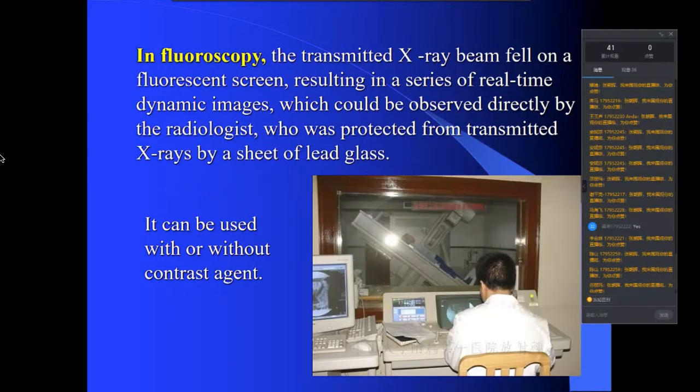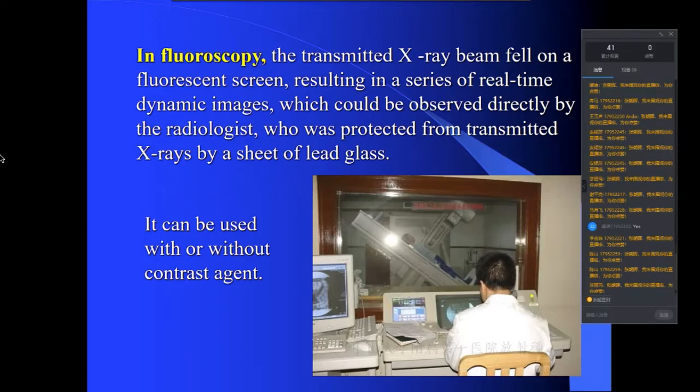Now let's talk about the fluoroscopy technique. In this technique, the transmitted X-rays are shown on a fluorescent screen, resulting in a series of real-time dynamic images, which can be observed directly by the radiologist, who is protected from transmitted X-rays by a sheet of lead glass. It can be used without contrast agents and allows multi-angle and dynamic observation of target organs.